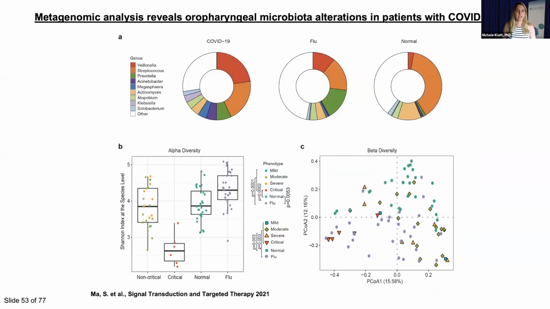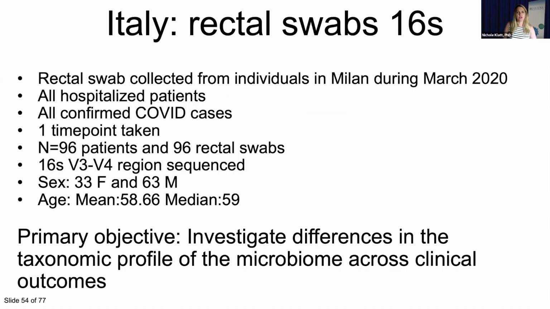In another study, the oropharyngeal microbiome was shown to be different in COVID-19. Diversity is a very important measurement of the overall health of the microbiome, and in critical patients with COVID-19, you have decreased diversity in the oropharyngeal microbiome. So there's reason to believe that there could be a role for the microbiome in SARS-CoV-2. I'm going to show you data from two studies.